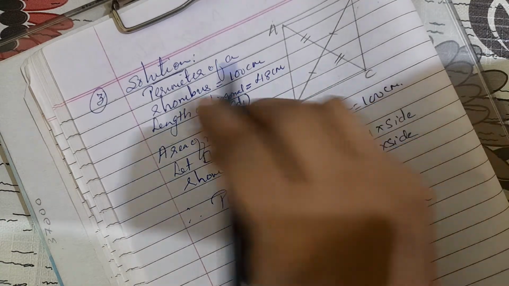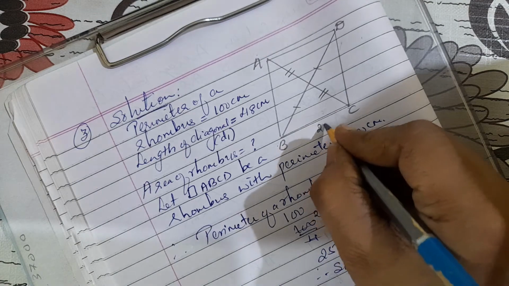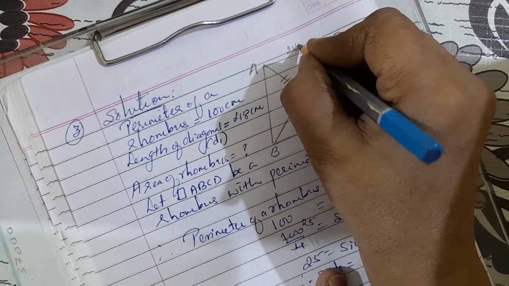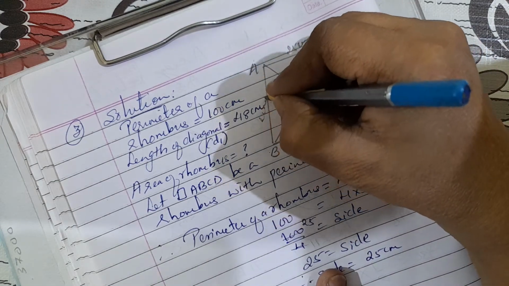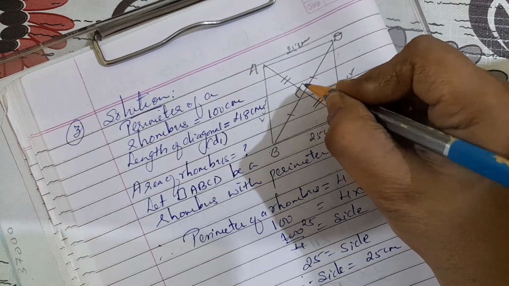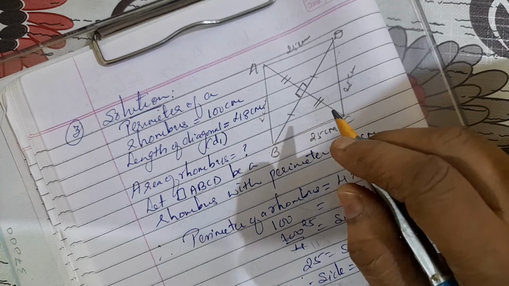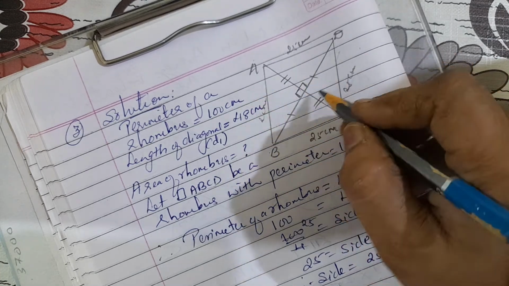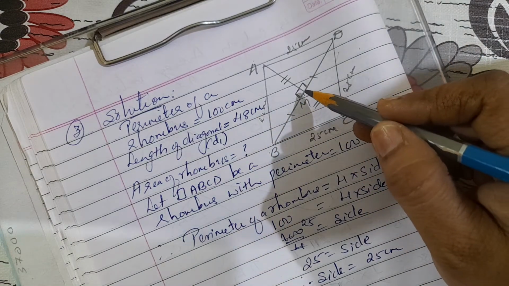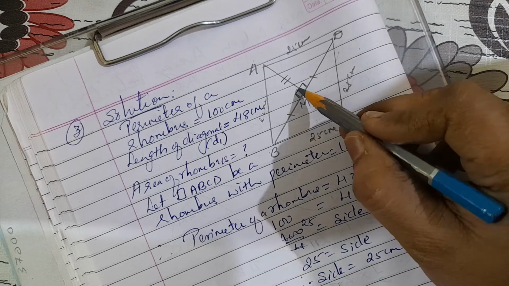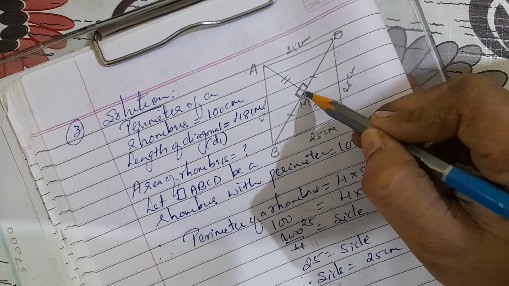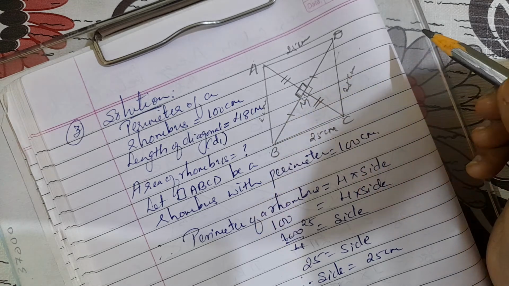Now see children, this is your 25 centimeter, this is 25 centimeter, this is 25 centimeter, and this is also 25 centimeter. Now you can see both the diagonals AC and BD intersect at a point, which I am taking as M, and they are the perpendicular bisector of each other. You can see it is forming 90 degree, this is 90 degree, this is 90 degree, and this is also 90 degree.